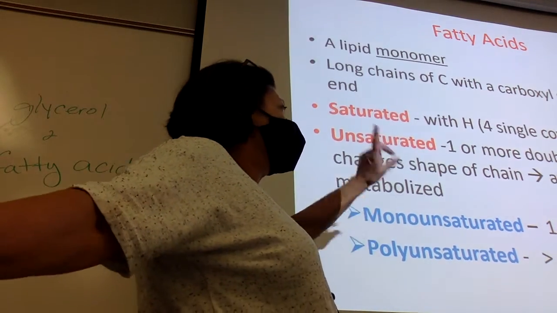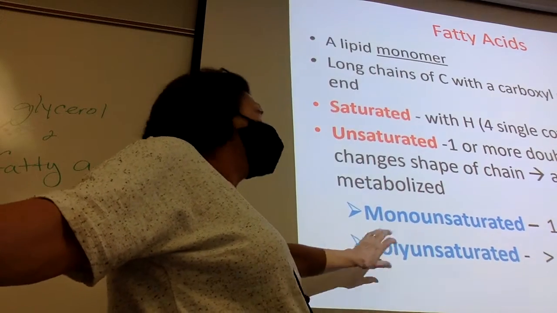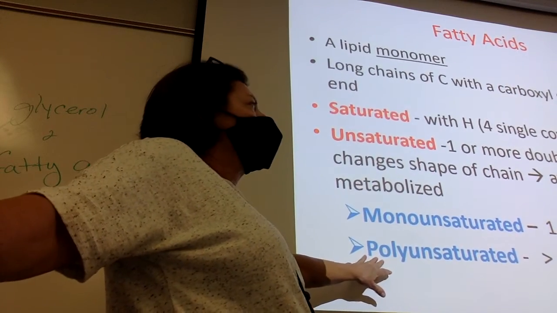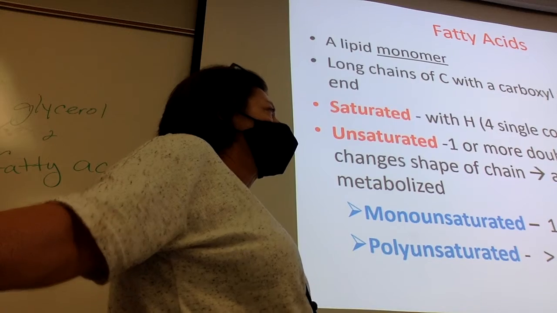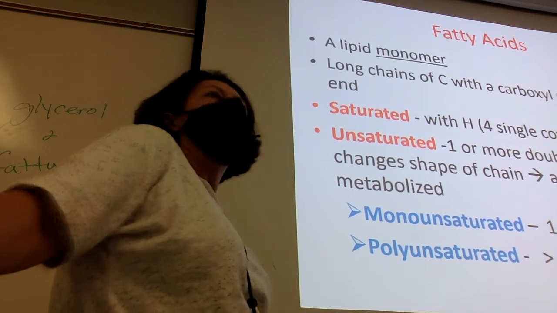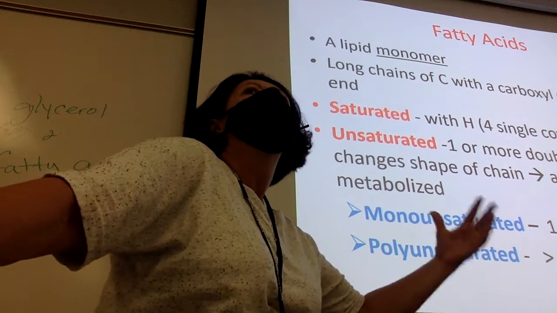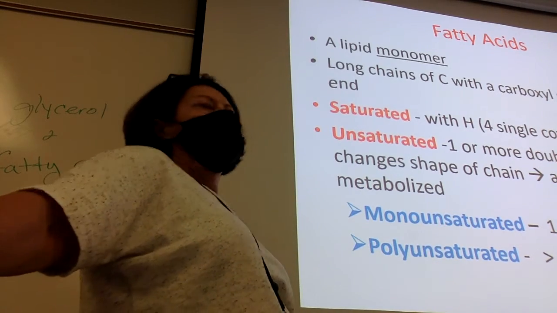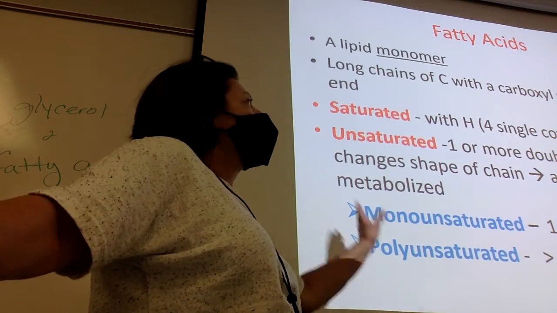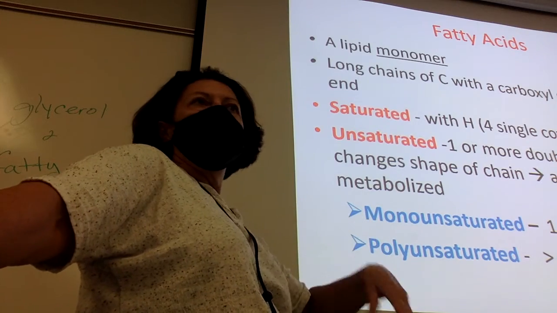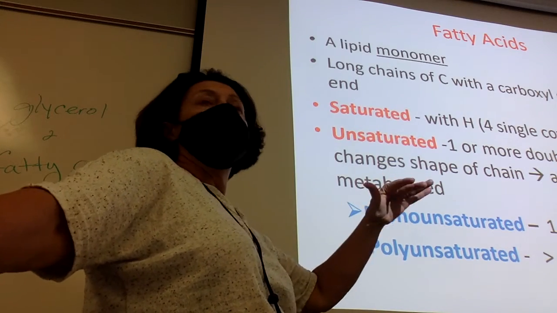Monounsaturated, one double bond, that's good. Polyunsaturated, even better. More than one double bond. So olive oil is a polyunsaturated fat. It has lots of double covalent bonds. It's actually liquid at room temperature.